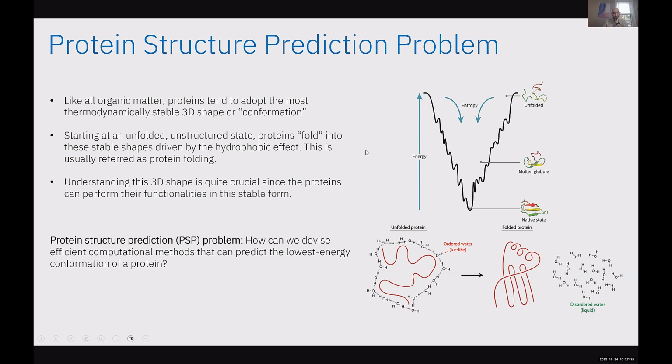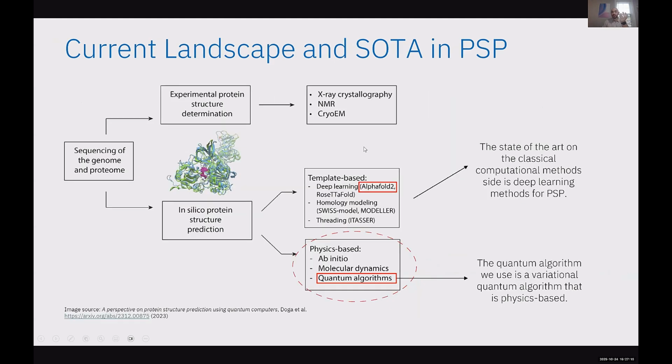And if you look at what kind of methods people are using in the field, what is the state of the art or SOTA, there are of course experimental methods such as X-ray crystallography, NMR, or cryo-EM. These are actually the ground truth, right? People spend years in the lab verifying these structures and getting the final shape, which are quite important. It can be relevant for a disease, it can be relevant for a therapeutic, but those determine the ground truth.